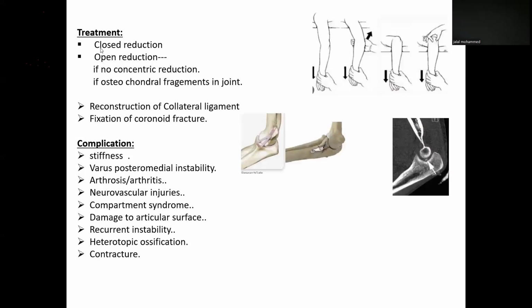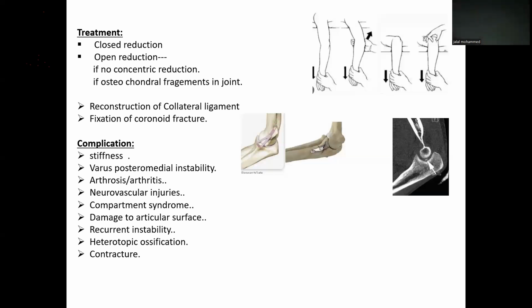Then once you have diagnosed, how will you treat? So most of the time, elbow can be reduced by closed reduction. We do it under general anesthesia because it's a very painful procedure, or a brachial plexus block or general anesthesia. If the patient is having some problem with the reduction, then we may need to go for open reduction.